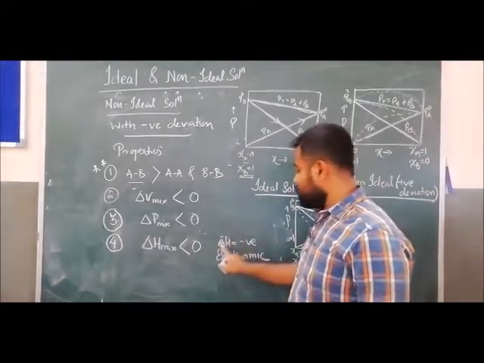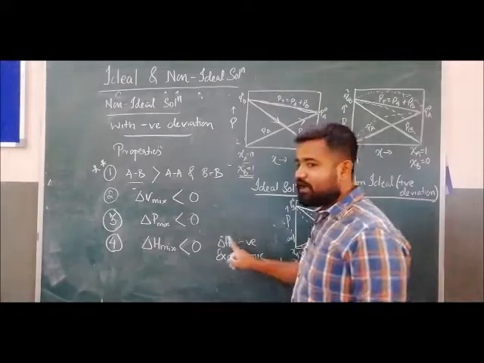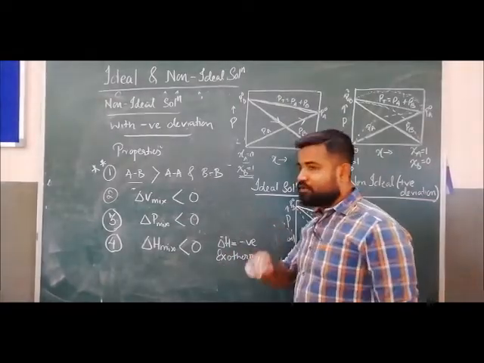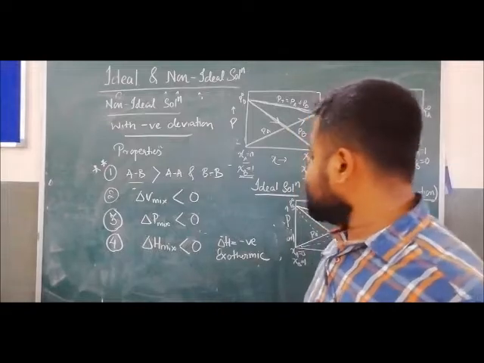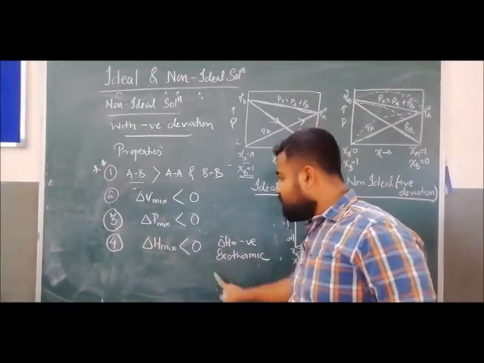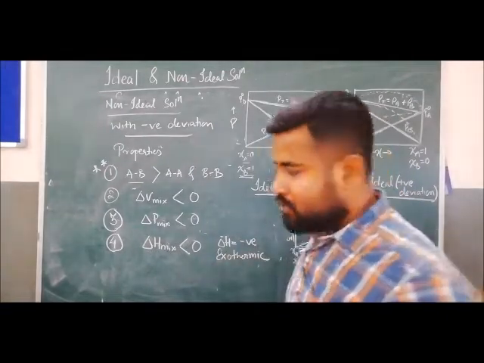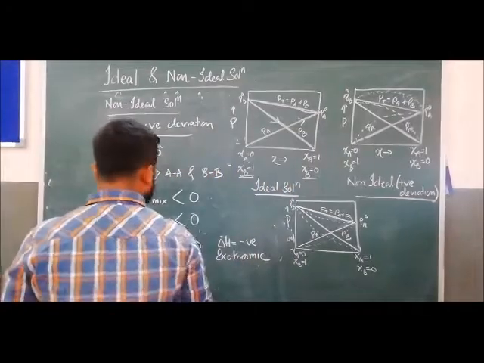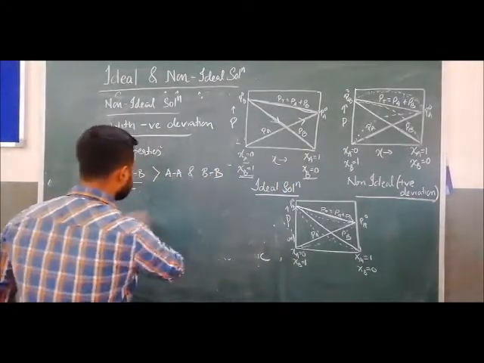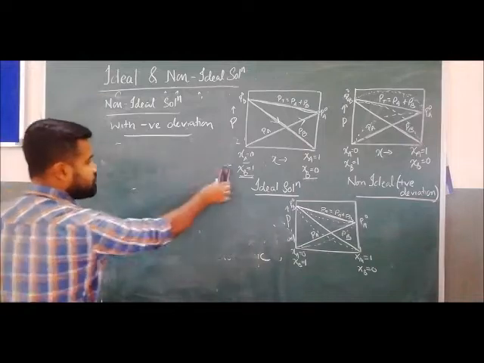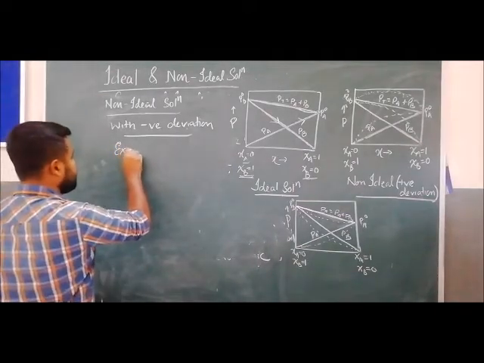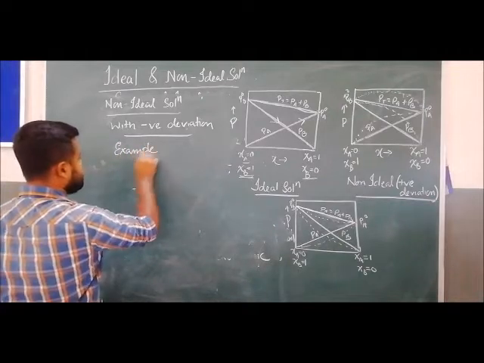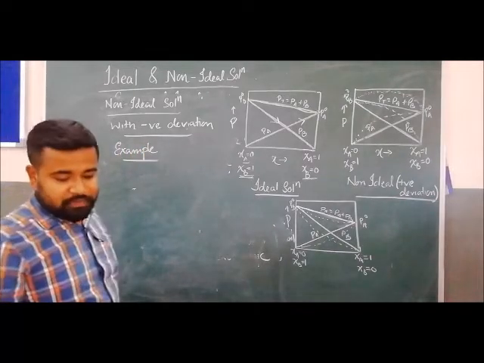We know that if the change in enthalpy is negative, then it is an exothermic process, and the non-ideal solution with negative deviation will be an exothermic process. Clear? So this is the property. Let's see the examples.